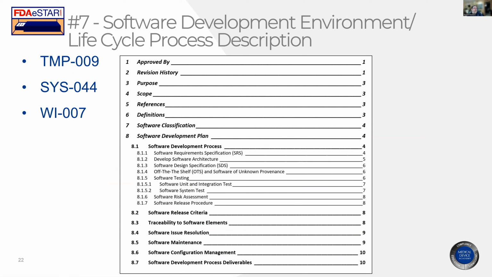The next item here, we have the software development environment. So this is pointing the FDA to our procedures. You're going to give them your software development plan, which is going to be template 9. And I'm doing a little screen capture of that software development plan table of contents. You're also going to give them SOS 44, which is your software validation procedure, and your cybersecurity work instruction, which is work instruction 7. So that's what you would provide the FDA to address that requirement.